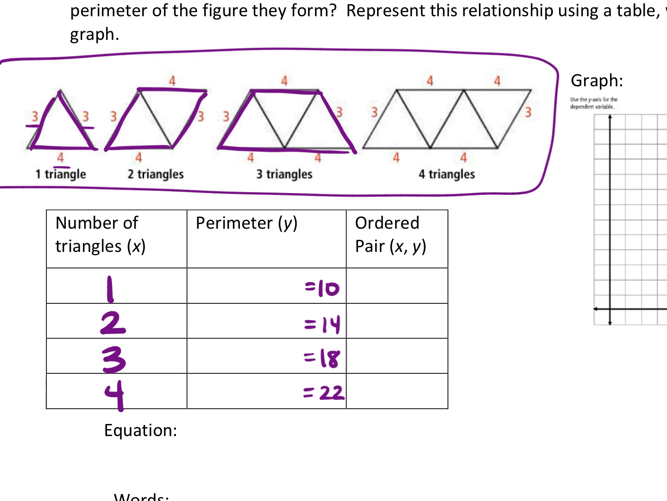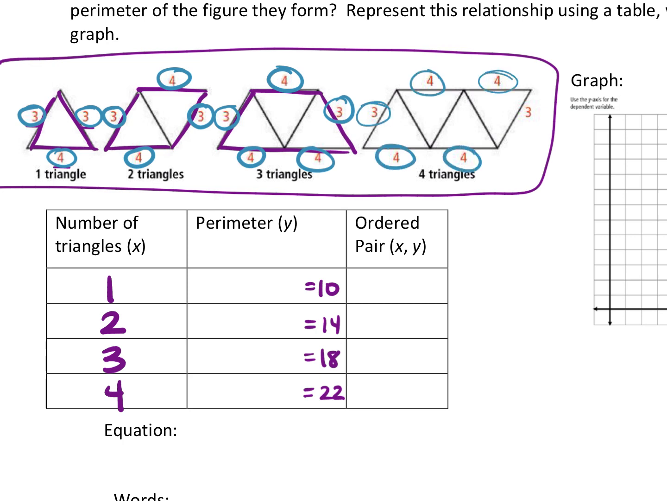Okay, now think about what you're seeing here. We did a 4 and 2 3s. Here we did 2 4s and 2 3s. Here we did 3 4s and 2 3s. Here we did 4 4s and 2 3s. What was consistent? The 2 3s, okay? So we were adding 2 3s every time. In other words, we were adding 6 every time, right? You can put plus 6. I just want you to see why it's 6, so I'm going to put it like this.